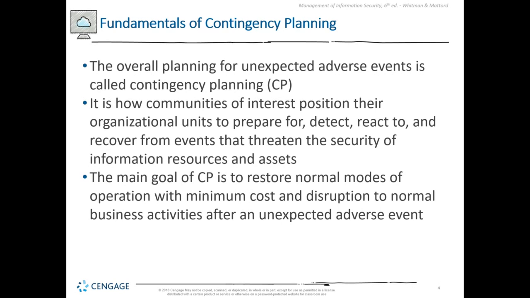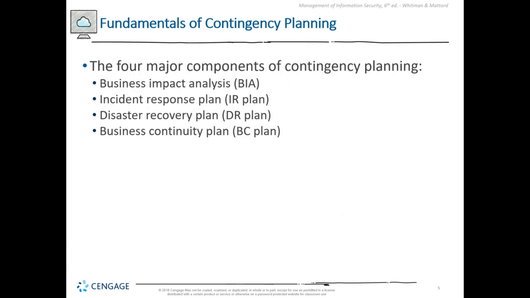We're also going to look at some components of contingency planning. The four major components are the business impact analysis, incident response plan, disaster recovery plan, and the business continuity plan. Business impact analysis assumes all risk management controls have been bypassed. Essentially, assuming that the worst has happened and then estimating the impact.